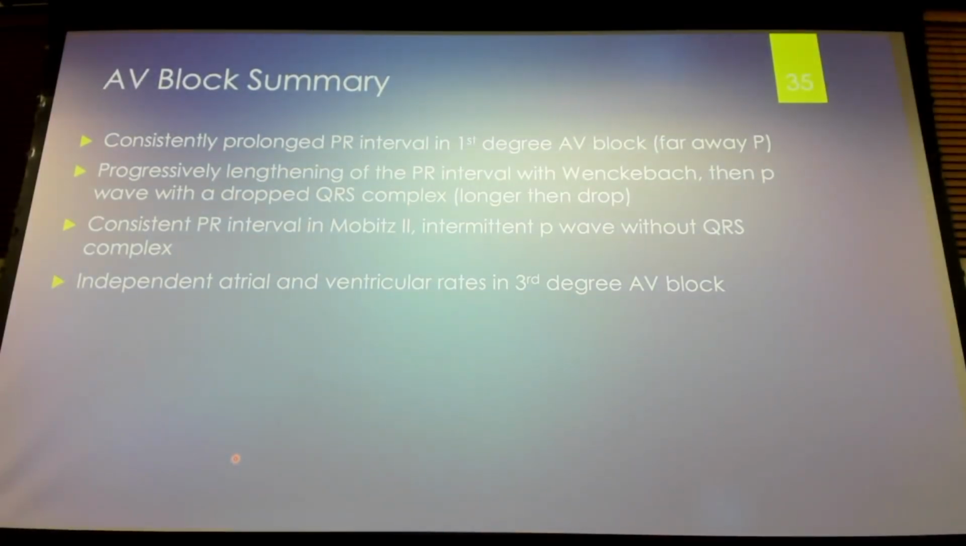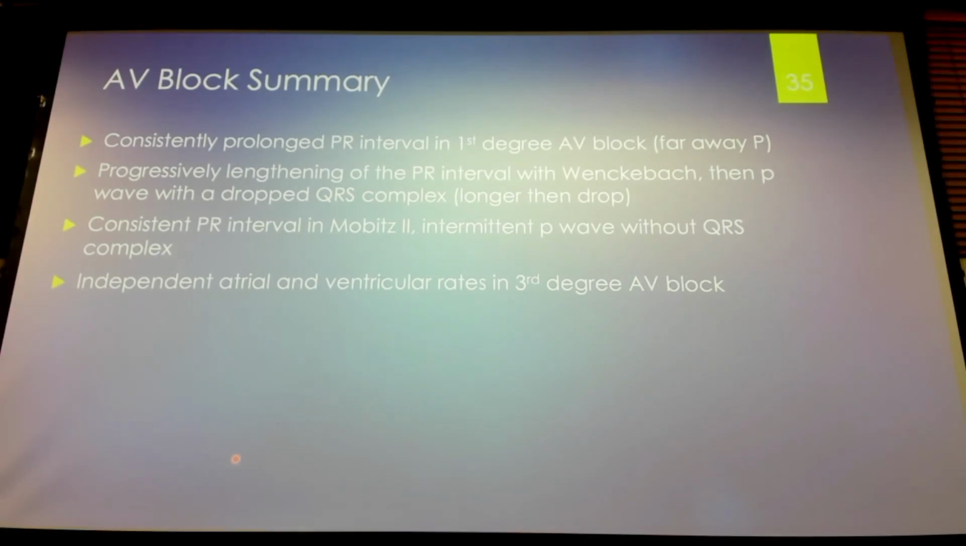Okay, so PR for our first degree AV block, the PR interval is consistently prolonged every single beat. It's longer than the 3 small boxes or 5 small boxes. For our Wenckebach block, our Mobitz 1, the PR interval gets longer and longer and longer until you have a dropped QRS complex with a P wave. So P wave standing alone, no QRS complex.